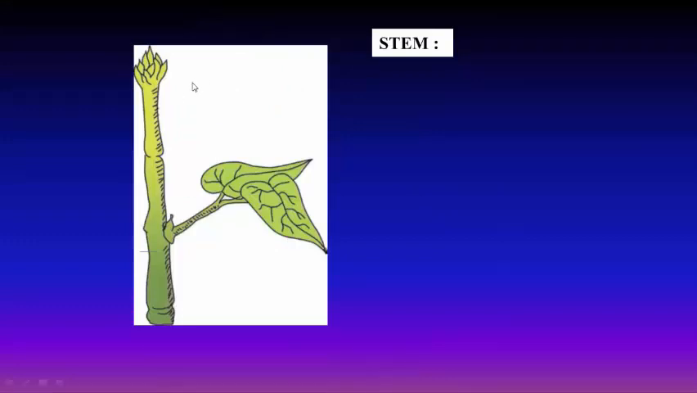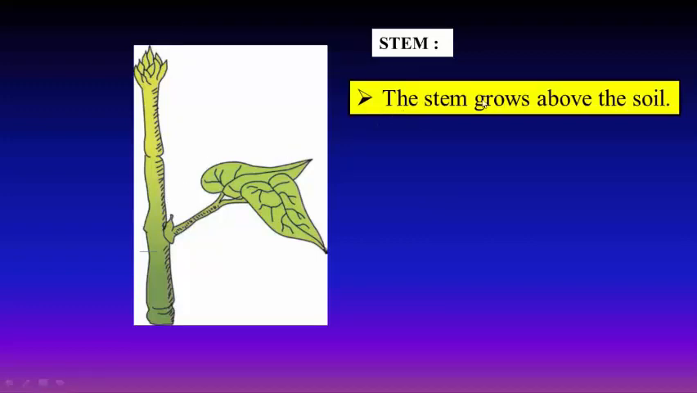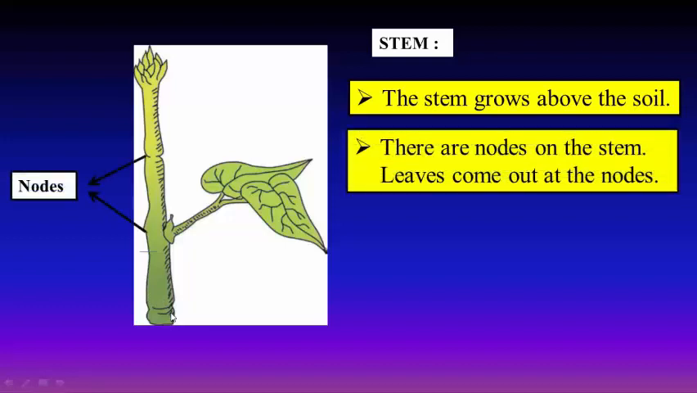Look at this picture. This is the picture of stem. The stem grows above the soil, whereas the root grows below the soil. Stem has nodes. These are nodes. There are nodes on the stem. Leaves come out at the nodes. Look at this picture. These are nodes and here we see that from the nodes the leaves come out.